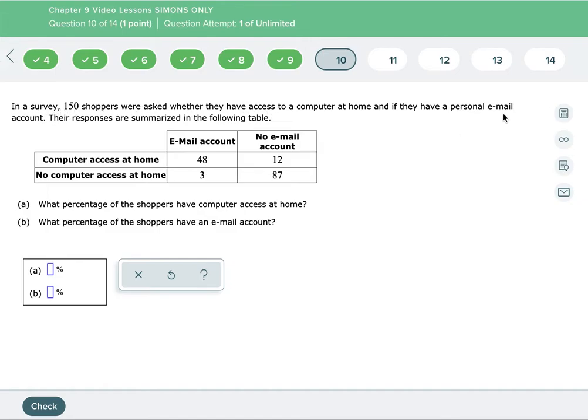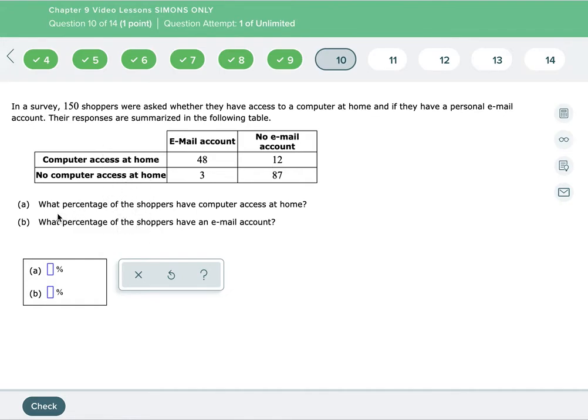Okay, so in this one, it says, in a survey, 150 shoppers were asked whether they have access to a computer at home and if they have a personal email account. The responses are summarized in the following table. You can tell these problems are pretty old because everybody has an email account now. But anyways, they set it up as a two-way table. So you've got yes, I have an email account, no, I don't, and then yes, I have a computer, no, I don't have a computer.